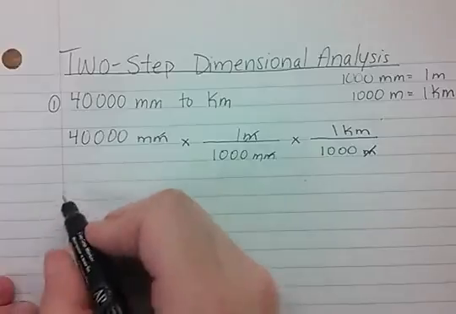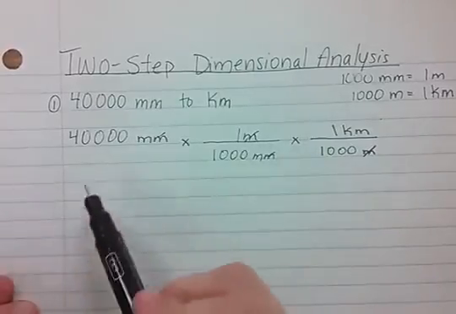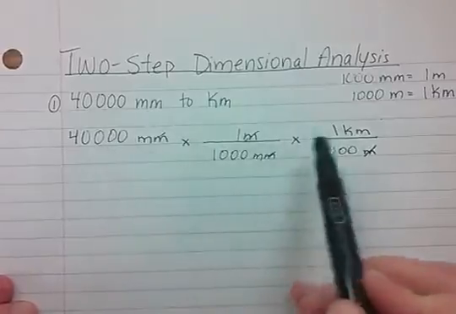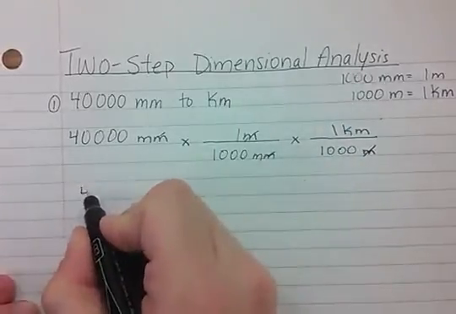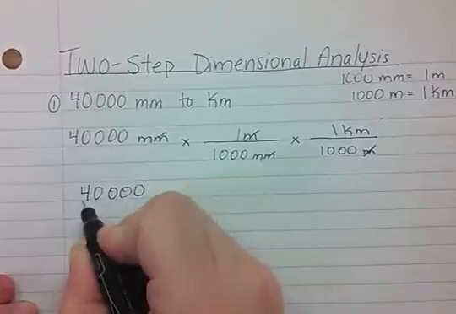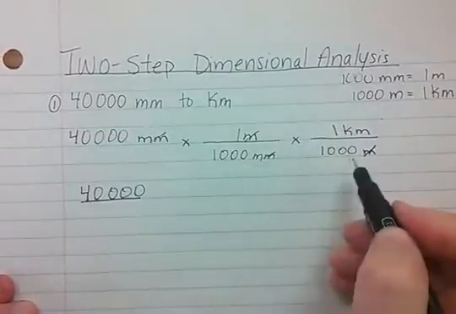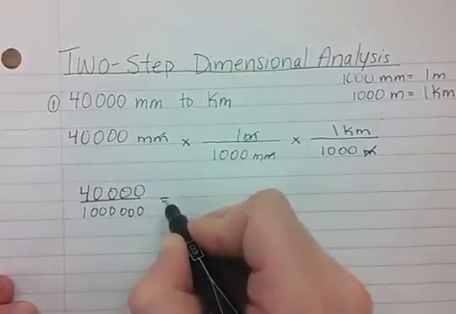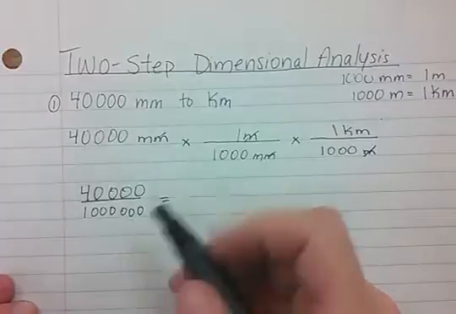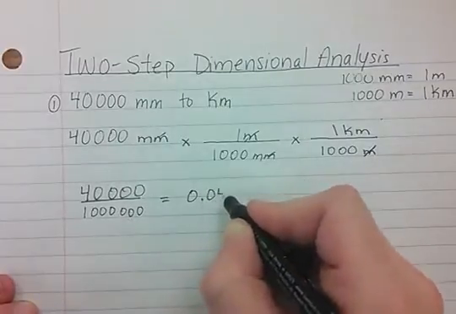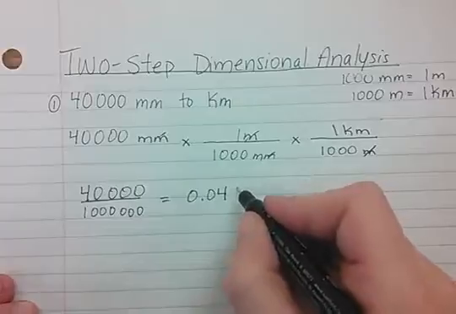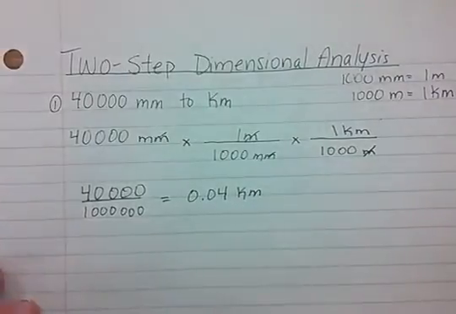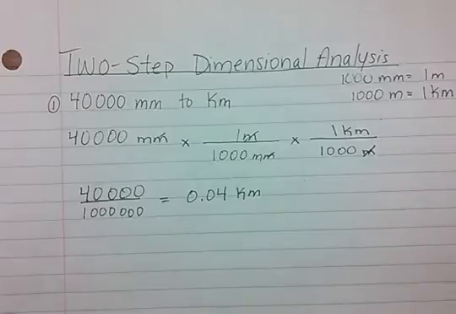Next, we multiply everything on the top and divide by what's on the bottom. So on the top, we have 40,000 times 1 times 1, which is just 40,000. On the bottom, we have 1,000 times 1,000, which is 1,000,000. Then we divide these two numbers, and we end up with 0.04 kilometers. Now this one would definitely be one where it's easier to use the moving the decimal method, but you do need to learn how to do two-step dimensional analysis.